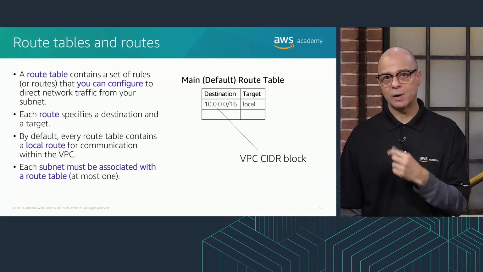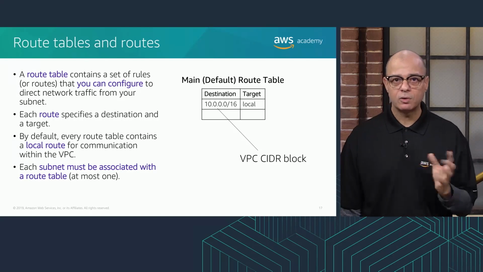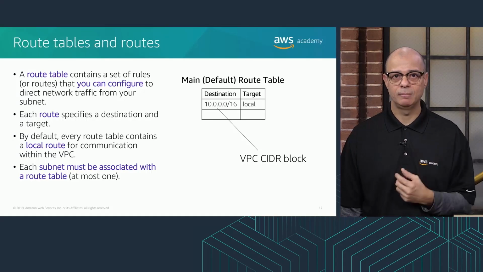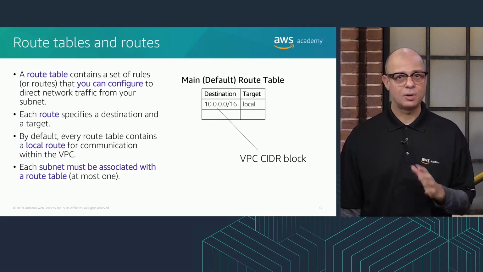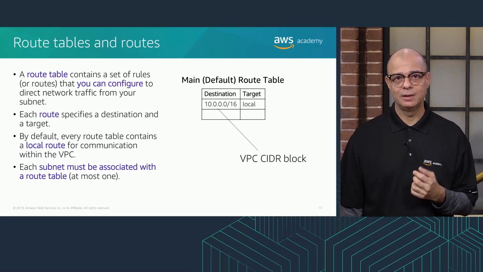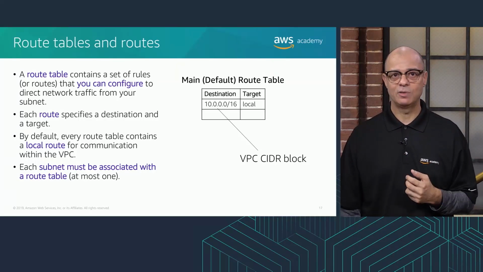By default, every route table that you create contains a local route. This is for internal communications within the VPC. You can customize route tables by adding additional routes. You cannot delete the local route table entry. That is used for internal communications and is steady and unchangeable.